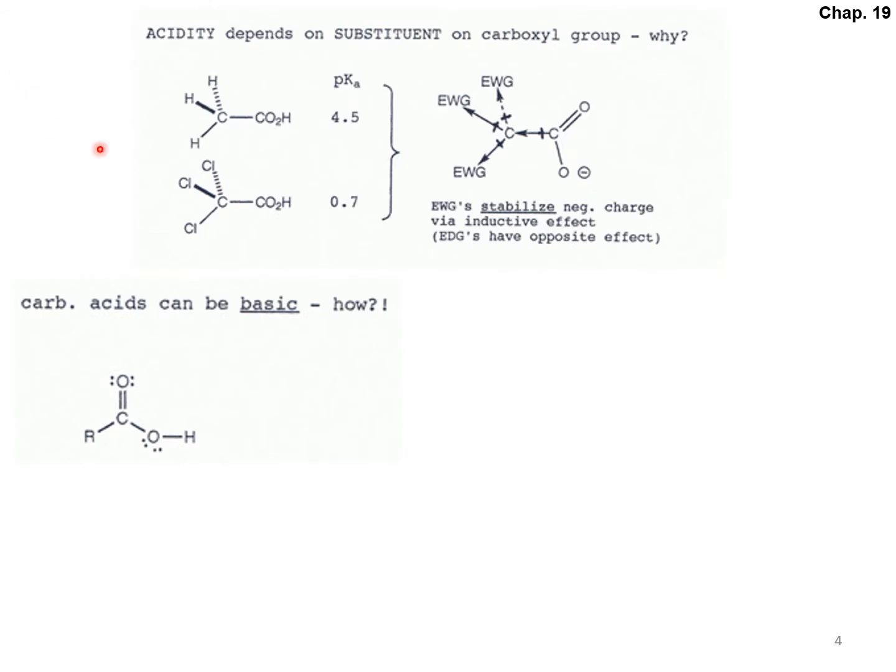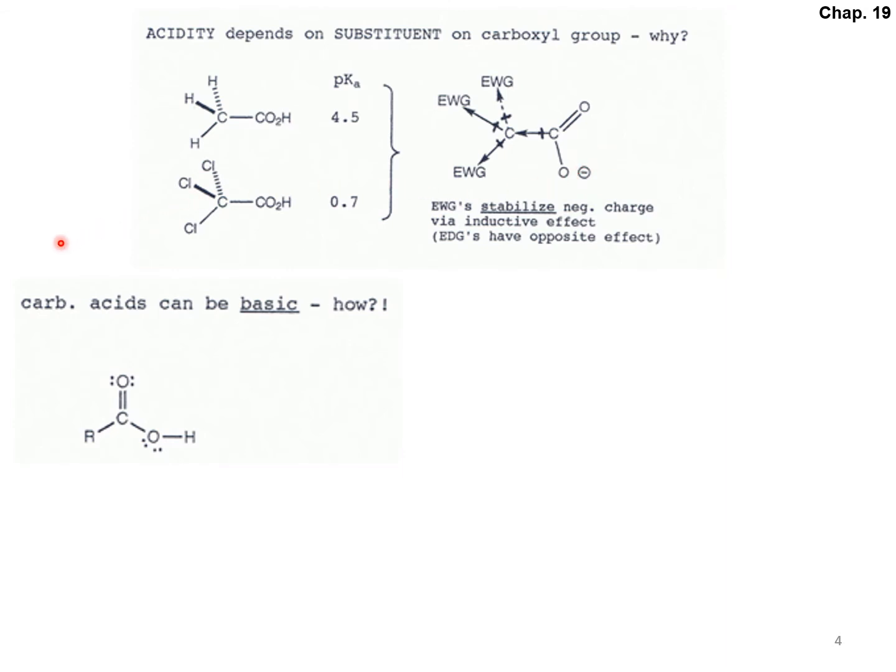The acidity of carboxylic acids can be increased by placing electron withdrawing groups on the carbon next door to the carboxyl group. Through an inductive effect, they withdraw electron density and they'll stabilize the minus charge that's generated upon removing a proton from a carboxylic acid.